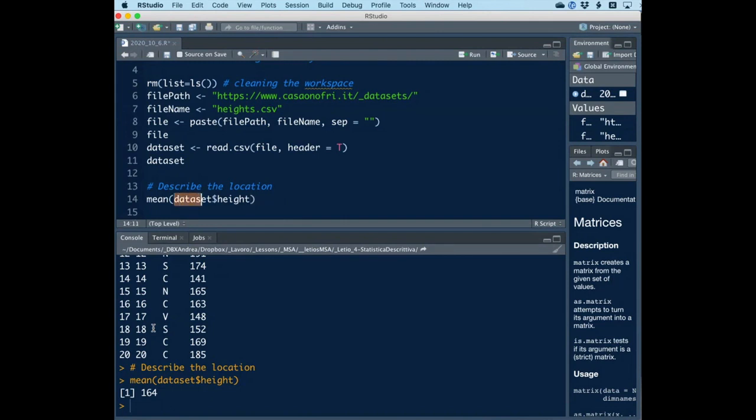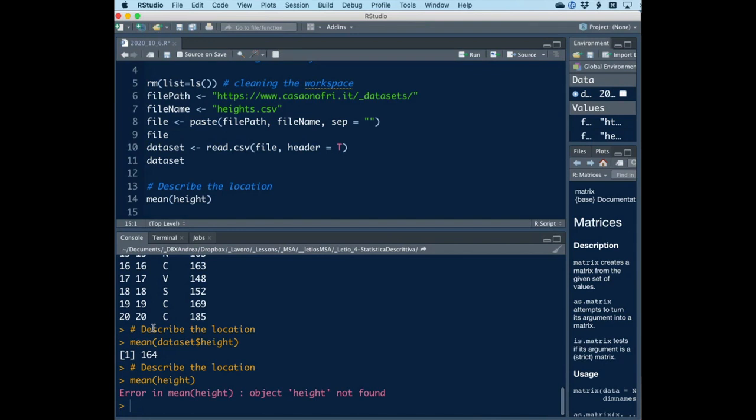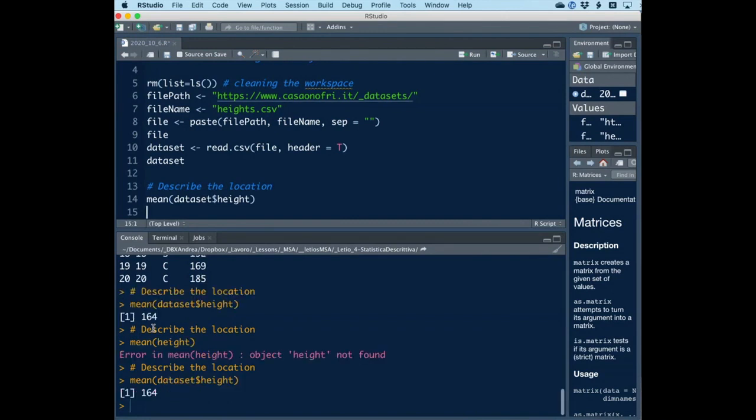I cannot write simply mean height, because height is not existing on the workspace, because it is hidden inside a data frame. So we need to tell R where it can find this vector we want to use, the vector height. And we do that by using the extractor. So dataset $height. So that's it. So I made a mistake here. Dataset $height. Now I get the mean.